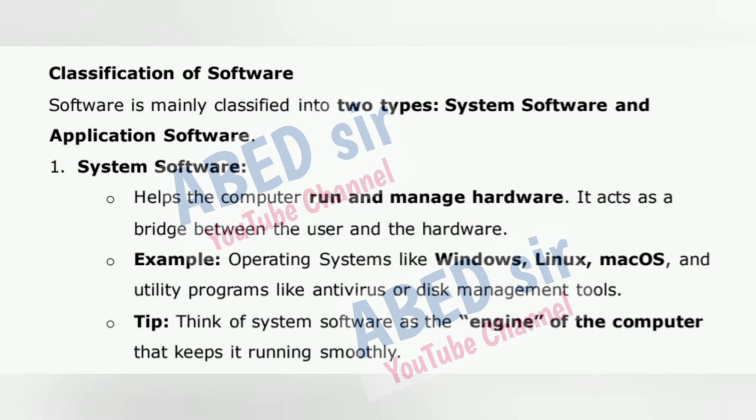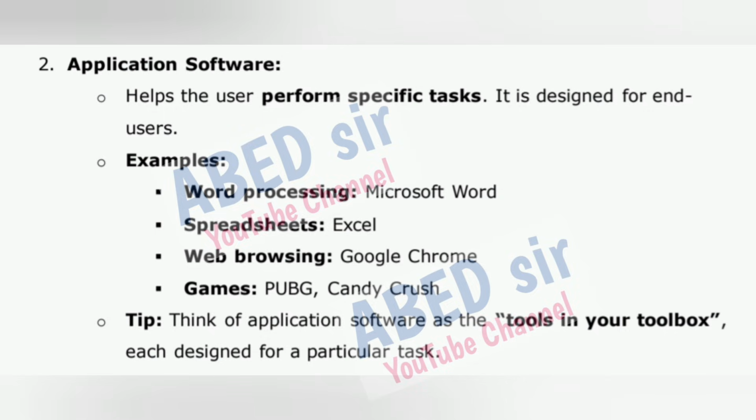Tip: think of system software as the engine of the computer that keeps it running smoothly. 2. Application software. Helps the user perform specific tasks. It is designed for end users. Examples: word processing, Microsoft Word; spreadsheets, Excel; web browsing, Google Chrome; games, PUBG, Candy Crush. Tip: think of application software as the tools in your toolbox, each designed for a particular task.